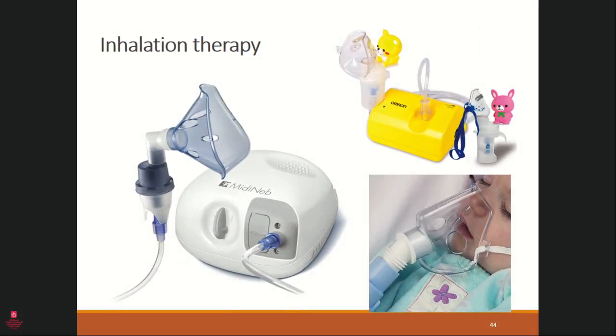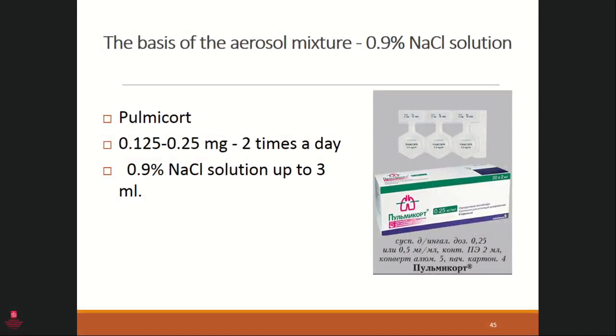In viral croup or bronchiolitis, treatment usually begins with inhalation therapy through a nebulizer. 3 milliliters of saline is poured into a nebulizer cup and budesonide is added, usually 0.25 milligram. No more than 2 such inhalations can be done per day. Inhalation is continued for 20 minutes until a cloud of steam forms.